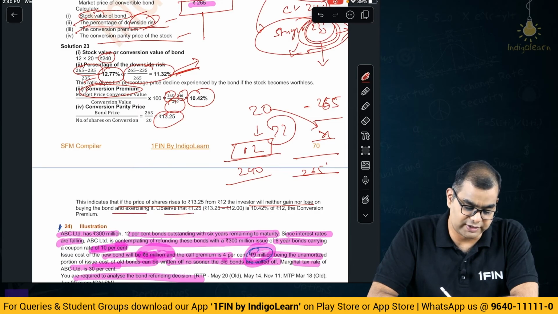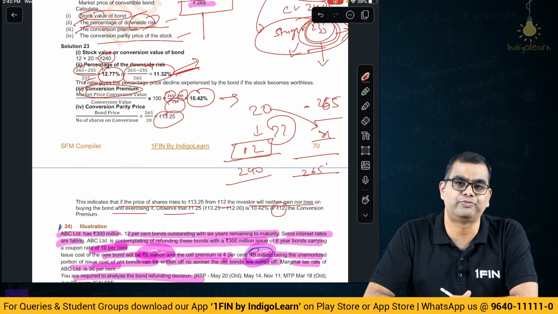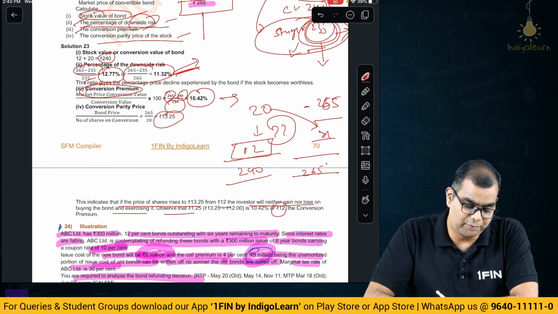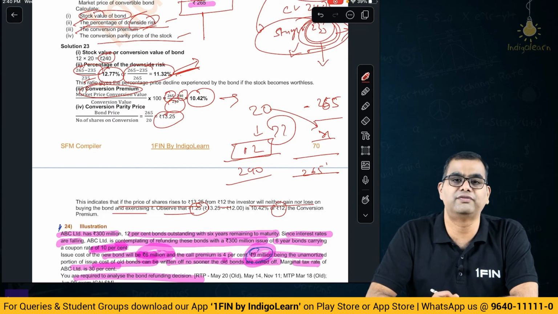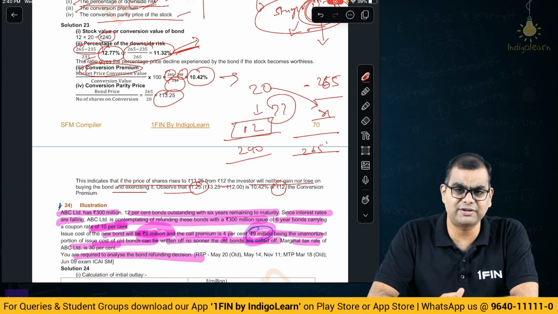Observe that 1.25, that is 13.25 minus 12, is 10.42% of 12. So if you look here, what is the conversion premium? Conversion premium is 10.42. So this 1.25 is 1.25 by 12. If you do that, that is exactly the conversion premium. That is what we are talking about. Interesting question, right? So these are the kind of questions that may be asked in the exam.